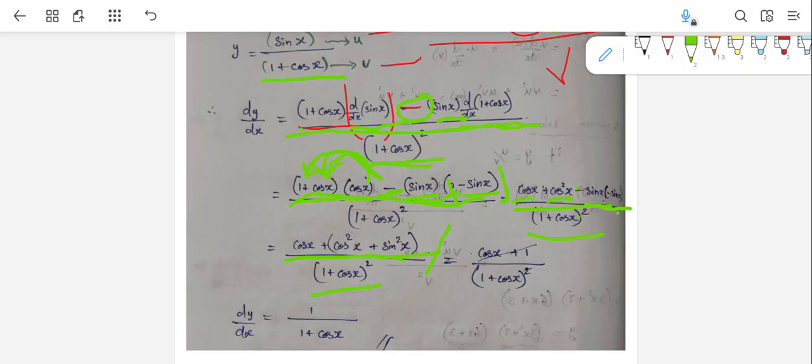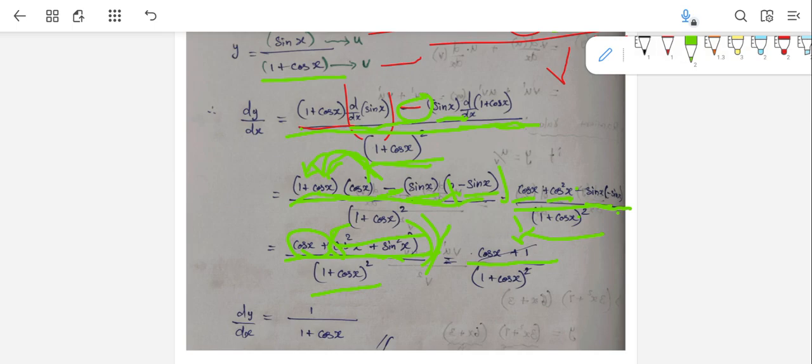Everyone knows it, I hope. Cos square theta plus sine square theta is equal to 1, right? So here you get the same thing, cos square x plus sine square x. There theta, here x. That's it. So instead of cos square x plus sine square x, you can just write 1. That's why I have written 1 here. So cos x I am keeping as it is, and instead of cos square x plus sine square x, I have written 1. So that's why cos x plus 1 divided by 1 plus cos x whole square.